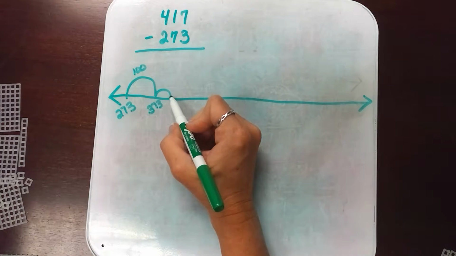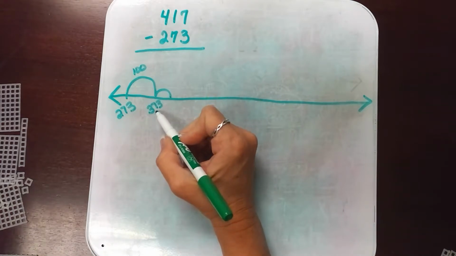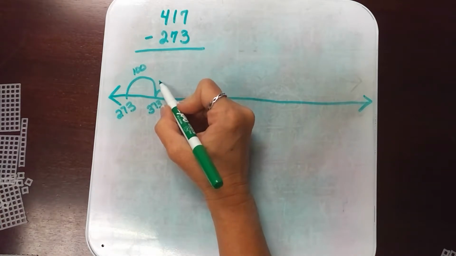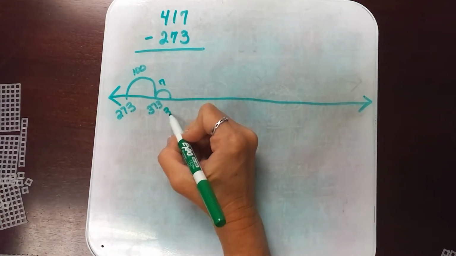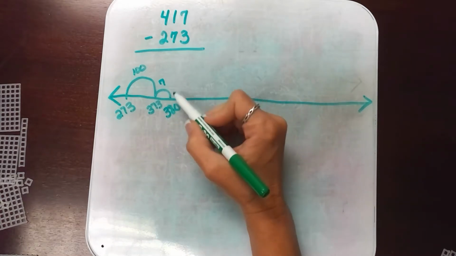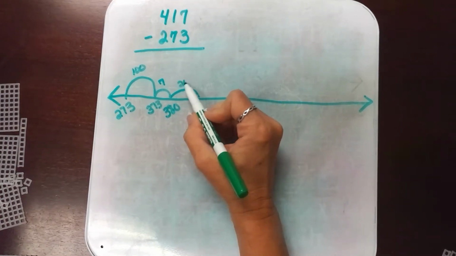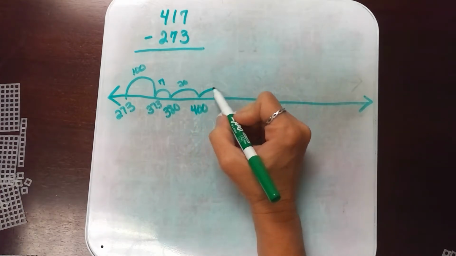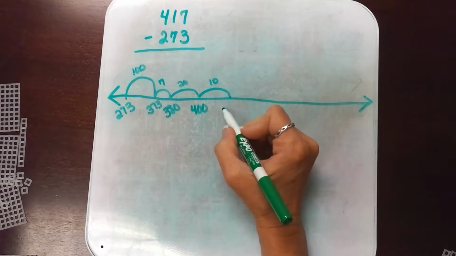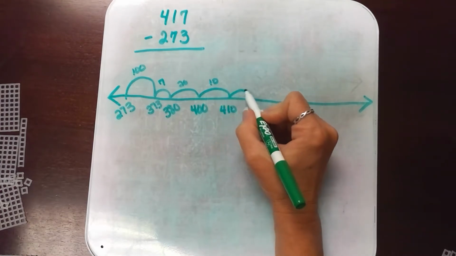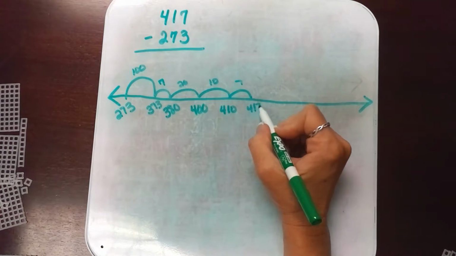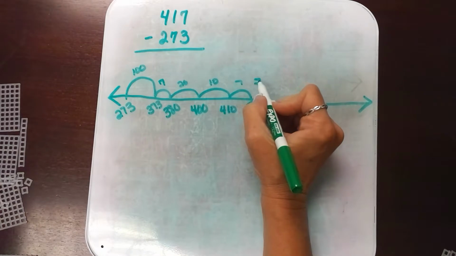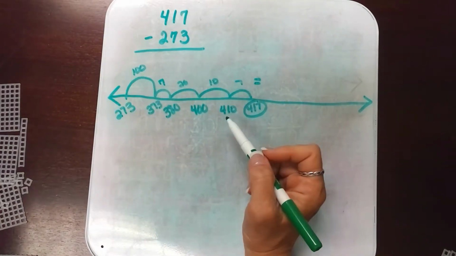Then I can try to get to a friendly number. So if I have 373 and I want to get to 380, I'm going to add 7 more. And then I can add 20 because I know 380 plus 20 is 400. Then I could do a jump of 10, which is 410, and a jump of 7, which is 417. And that is the number that I'm looking for. So to find out my answer, I have to add up the jumps that I did.